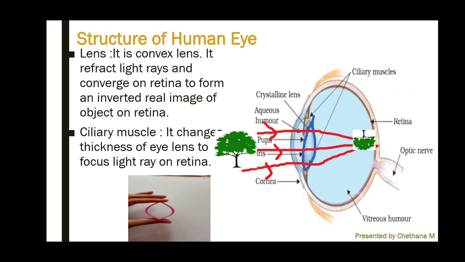On both sides of the lens, there are ciliary muscles. They change the thickness or the curvature of the eye lens to focus light rays on the retina. In this video, if you consider the finger as the ciliary muscle, you can see how the ciliary muscle changes the thickness or the curvature of the lens. If the ciliary muscle relaxes, the lens becomes thin. If the ciliary muscle contracts, the lens becomes thick. In this way, the ciliary muscles change the thickness of the eye lens.